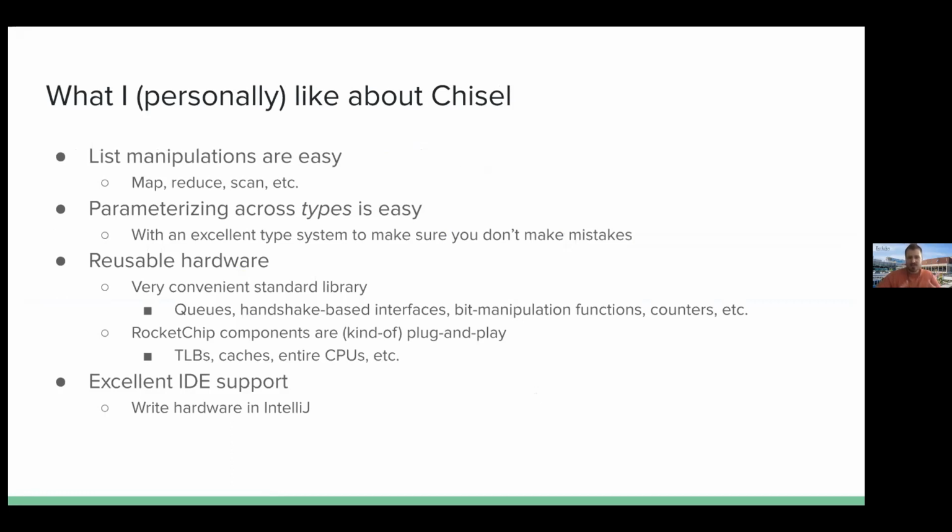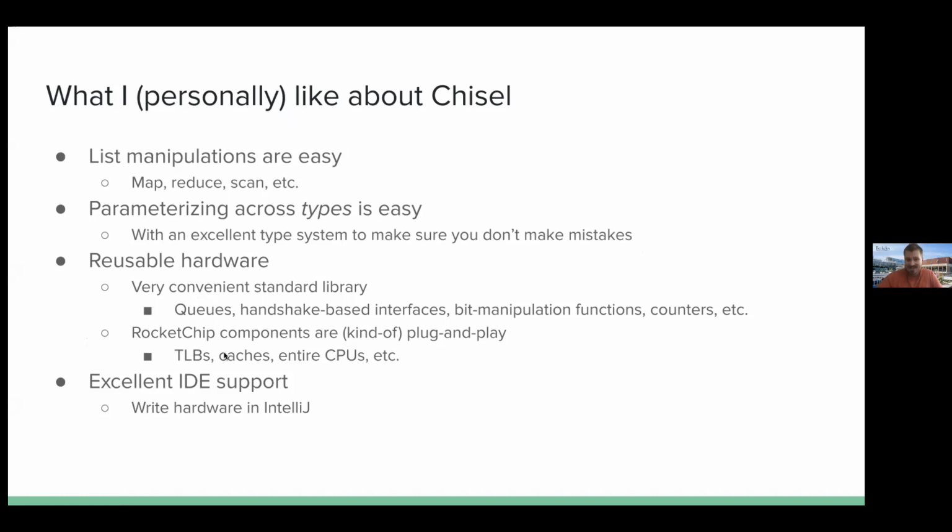So you've maybe seen some of what I personally like about Chisel by what I emphasized. Because of the support for functional programming constructs, list manipulations like maps, reduces, and scans are very easy, and I find that it allows you to write code that's both more terse, but also more clear and expressive sometimes than using for loops for everything. Parameterizing across types is very easy, like we showed. It's easier to write reusable hardware than it is with some other languages. There's some examples of this.